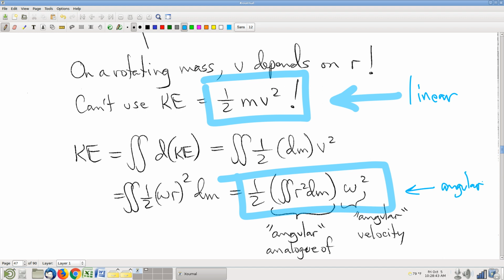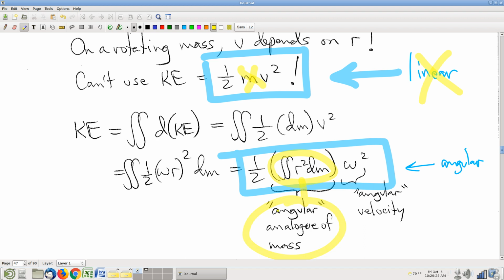So notice structurally, it's got a lot of the same earmarks. It's 1/2 of something times a version of velocity squared. It's 1/2 the size of something and then a speed in some sense squared. It's got that same sort of structure. Difference being, of course, that this is not linear velocity. It's angular velocity. And with that idea in mind, we have a reasonable candidate for the angular analog of mass, the linear version of mass.